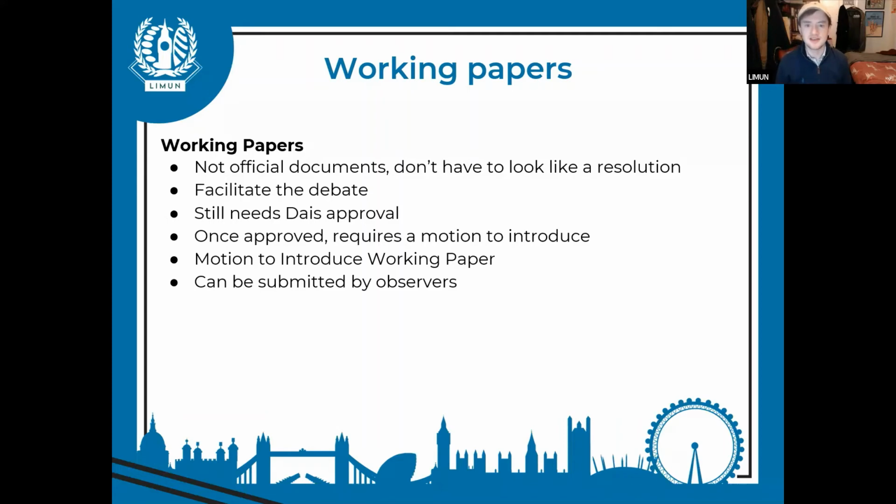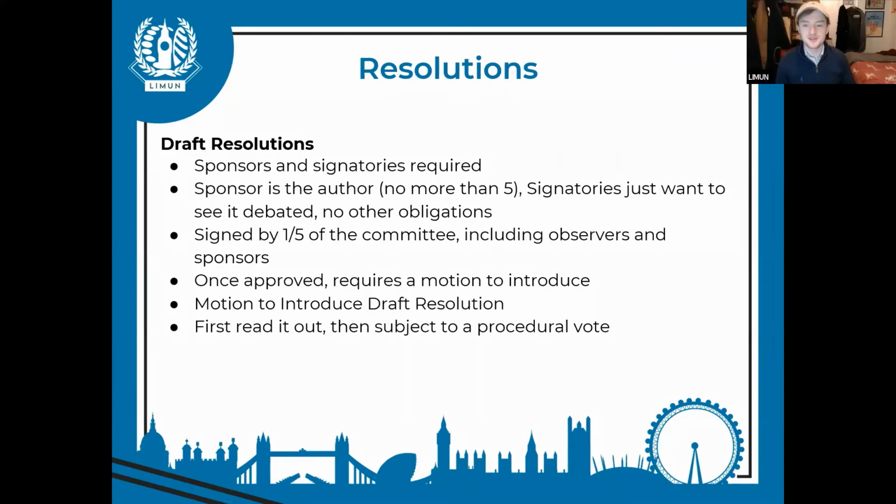So Savas, next slide. So moving on to draft resolutions. So in this instance, as compared to working papers, sponsors and signatories are required. So sponsors are the authors, and there can be no more than 5 for a draft resolution. And the signatories are people who just want to see it get debated. They have no other obligations. And if a panel of authors, a concept we'll cover later, is called, only the authors can speak on it. The sponsors, in that case, the signatories can't.